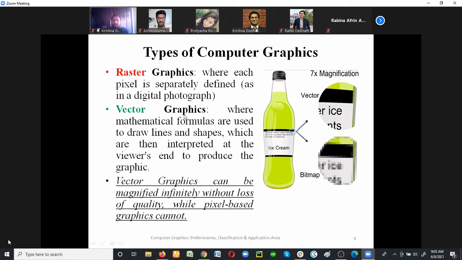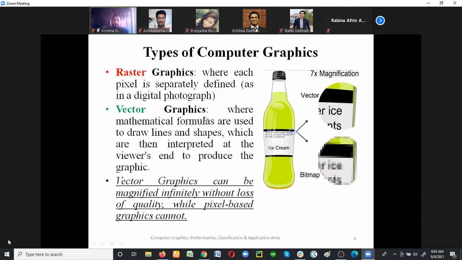Now, why then do we use raster graphics? 99% of the devices in the world are all raster graphics. Very few, maybe for some special purpose or special reason, may have vector devices.